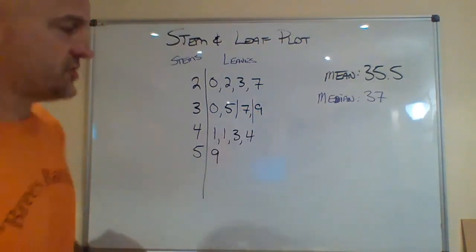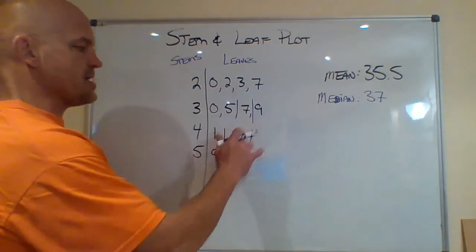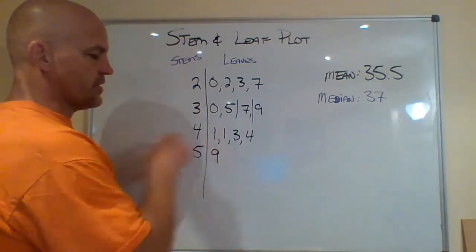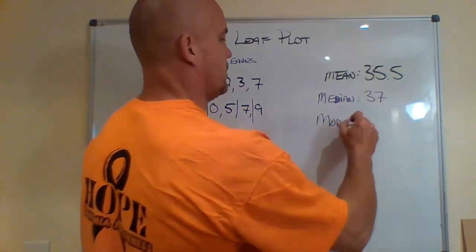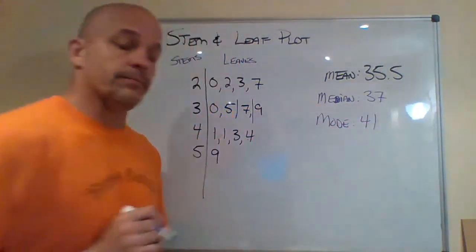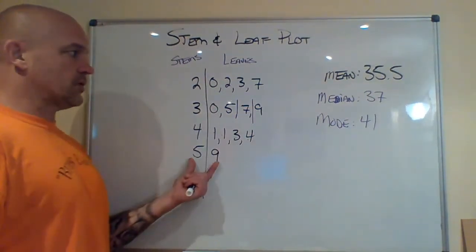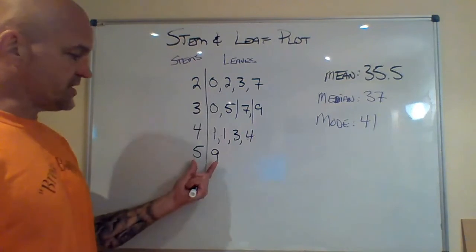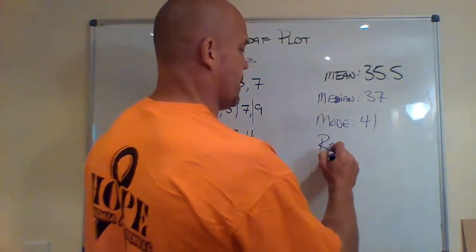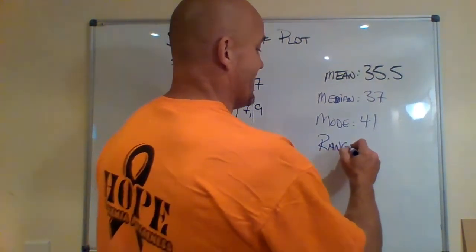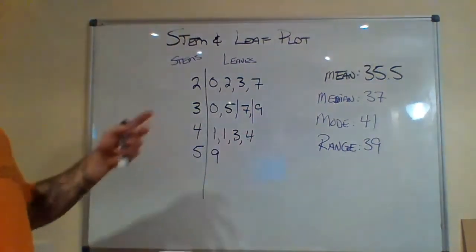Then mode is just as easy. I'm looking at this and I say, okay, I'm just going to look for where leaves repeat. I only have one set of leaves that repeat, so that means that my mode is simply 41. And then, of course, last thing is range, which is taking the largest minus the smallest. If I'm going to take 59 minus 20, I know that my range is going to be 39. So it's not different work, it's just different ways to display the data.